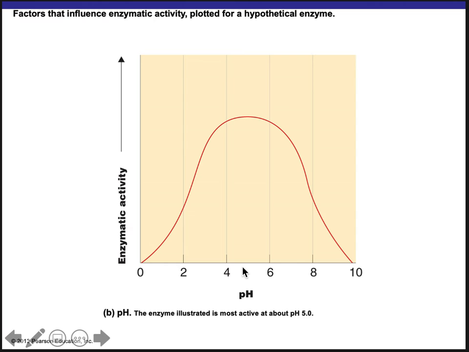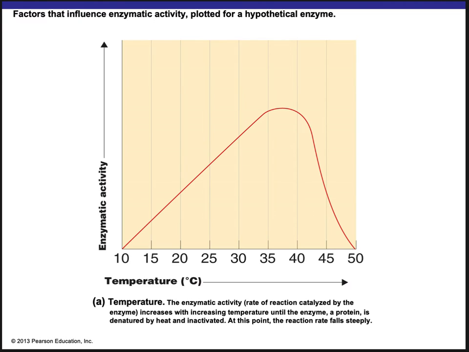And this example is showing an enzyme with an optimal pH of 5. But remember, different parts of the body or different cells live in different environments, right? They're going to have different optimal pH levels. Okay. Same with this example. So we're thinking about the human body. We see an optimal temperature of 37 degrees Celsius, which is body temperature.